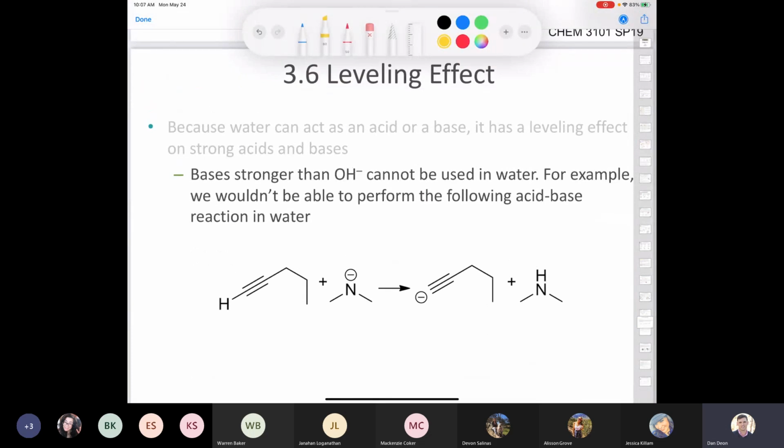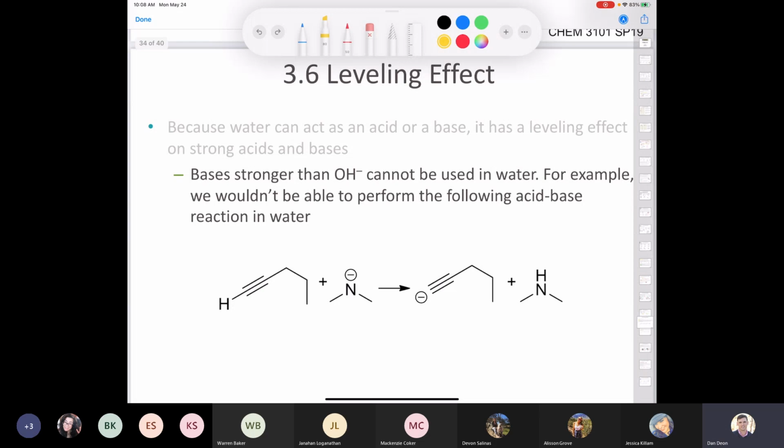It says here, because water can act as an acid or a base, it has this leveling effect. So let me show you a particular example here. It says bases stronger than hydroxide cannot be used in water. For example, you wouldn't be able to perform the following acid-base reaction in water. Let me show you what I mean.